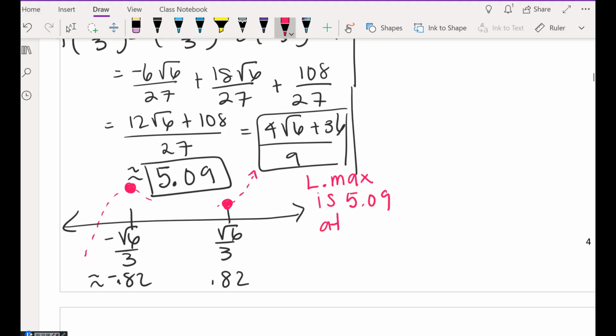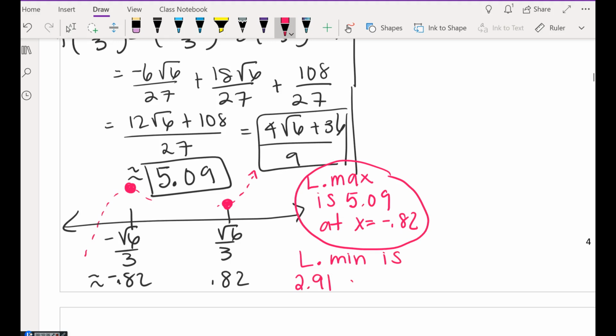5.09 at x equals negative 0.82. So that's local max. Is the other one local max as well? No, the other one is local min: 2.91 at x equals positive 0.82. Perfect. Okay, some of you already know the end behavior, and if you know the end behavior, it's easy to figure out, but it's always a good idea to make a number line for it.